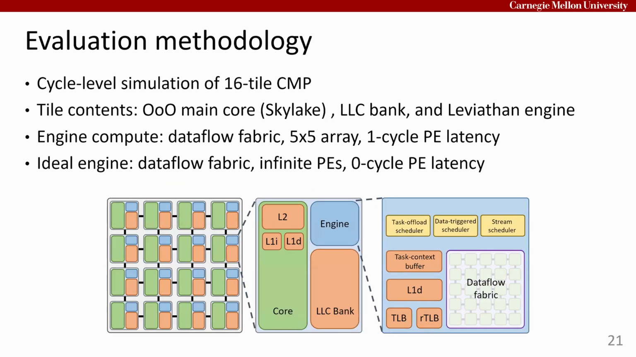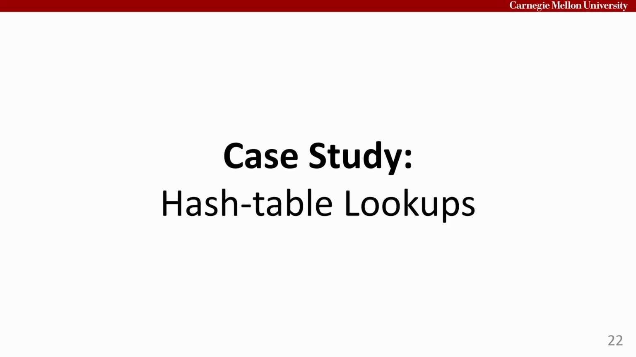We evaluate Leviathan in cycle-level simulation. Our system consists of 16 tiles, each with an out-of-order core and a Leviathan engine. Similar to related work, we evaluate the engine's compute logic with a data flow fabric of processing elements. Although Leviathan isn't restricted to any specific compute type, data flow fabrics have been shown to work very well for NDC actions, which execute frequently and have a small instruction footprint. Finally, we compare Leviathan to a version with ideal engines that have infinite free compute.